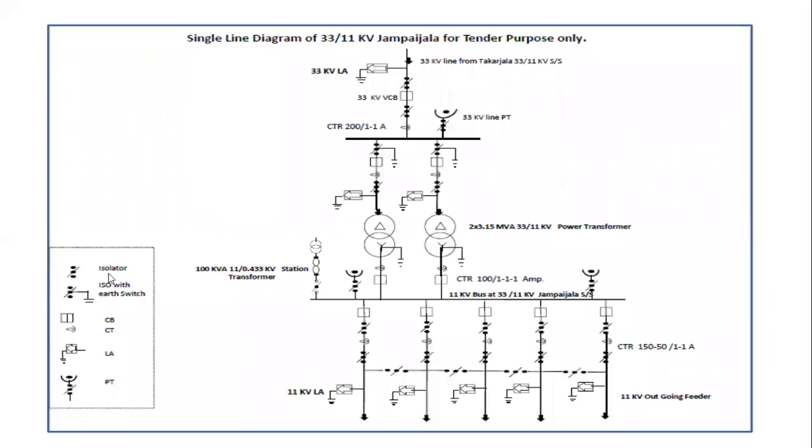This is the symbol for isolators, and this is the symbol for isolators with earth switches. This is the symbol for circuit breakers, this is the symbol for CTs, and this is the symbol for lightning arresters and potential transformers.